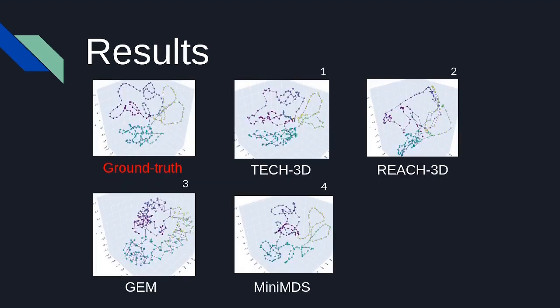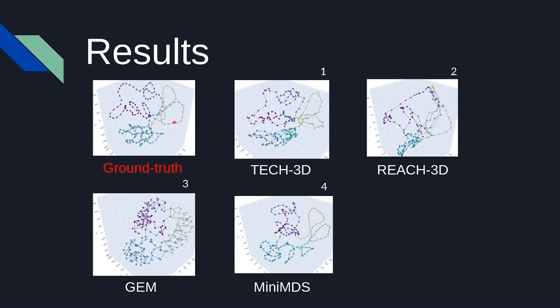Now, what are the results of this promising method? To see this, we compute and output the structures of Tech3D, our network, compared to other state-of-the-art methods: Rich3D, GM, and MiniMDS. The structures are obtained from the Trousseau dataset, which is a common synthetic dataset used in this field to compare algorithms. And here's the ground truth structure.